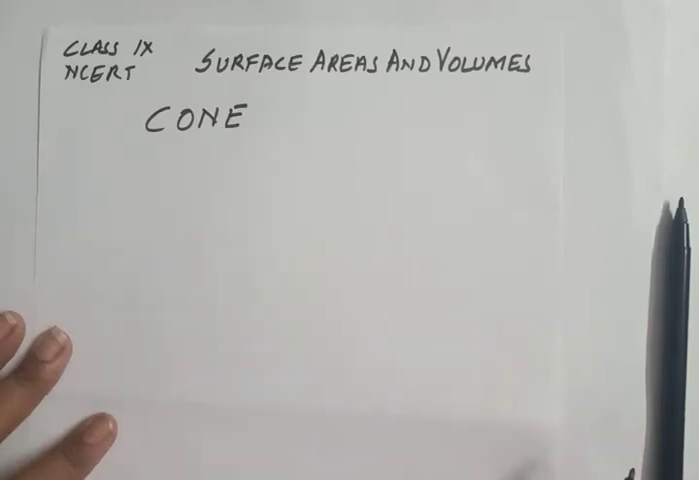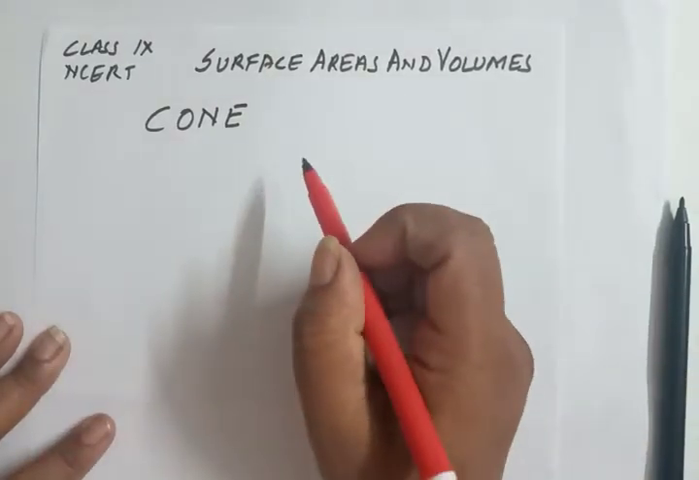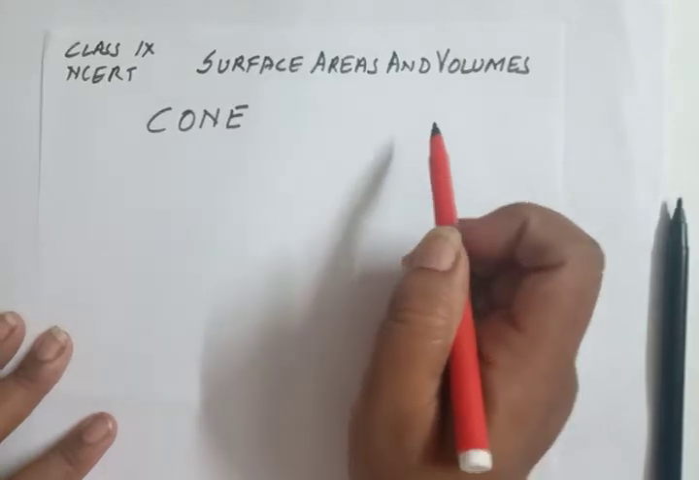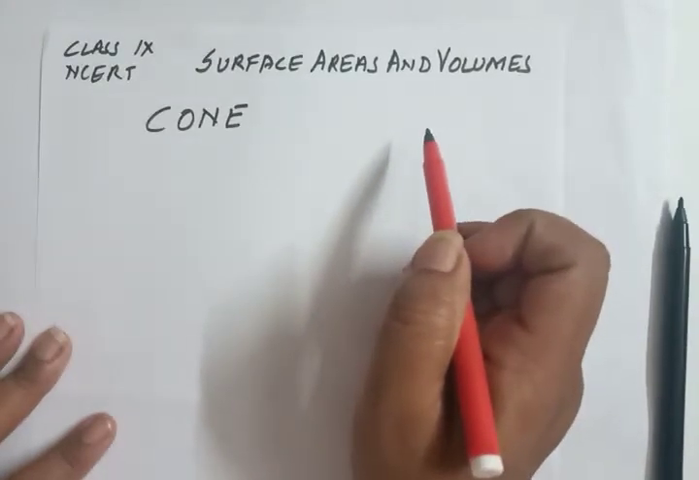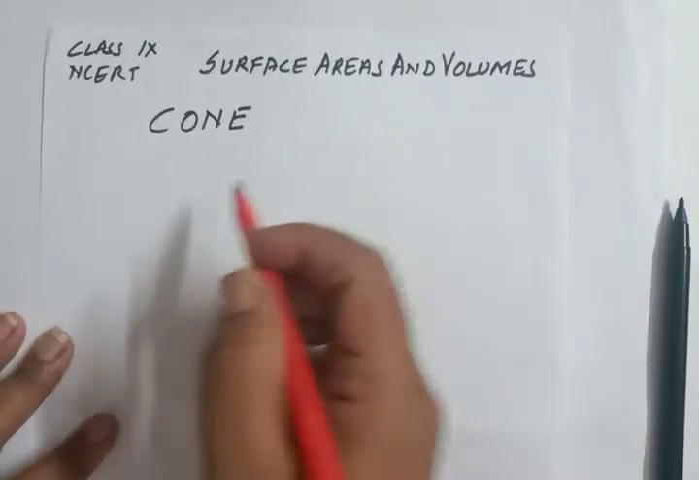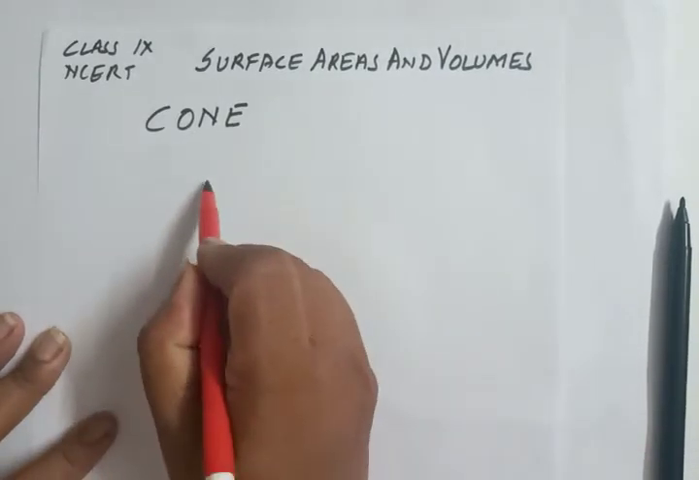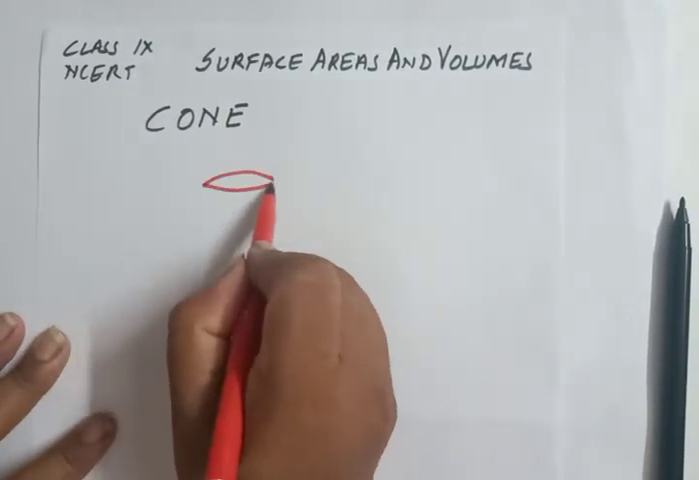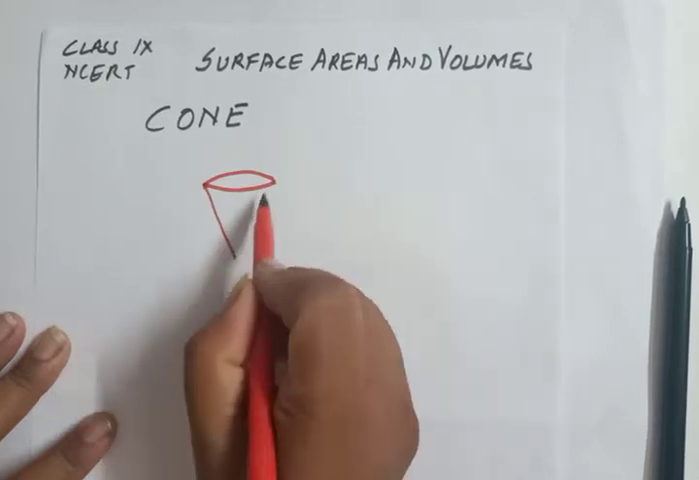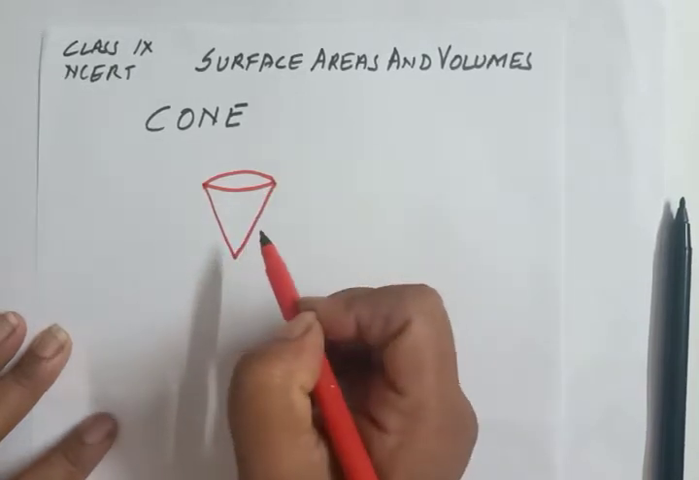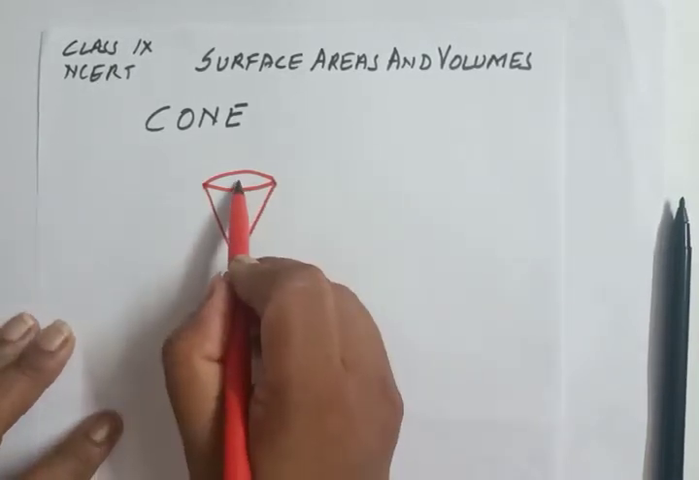Hello students, this is for class 9, the chapter surface areas and volumes. So today we are going to deal with the cone. As we know, the shape of the cone is like this. You must have seen your birthday caps. That is of the shape of cone.